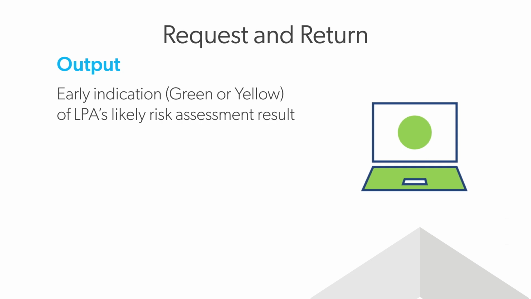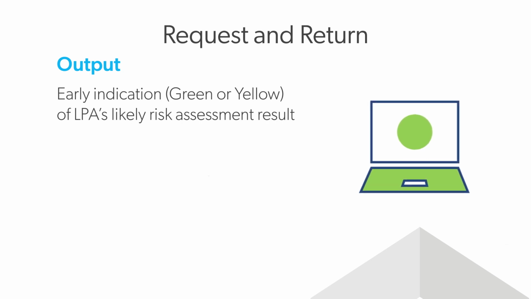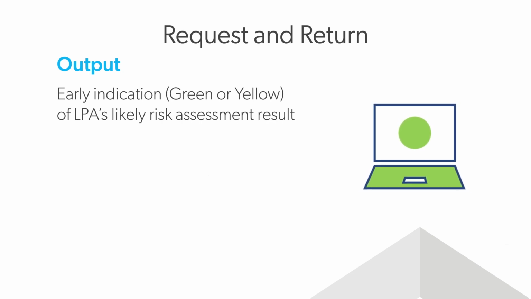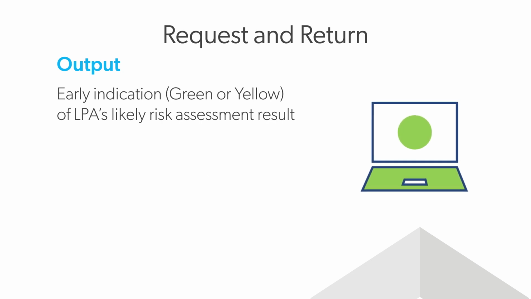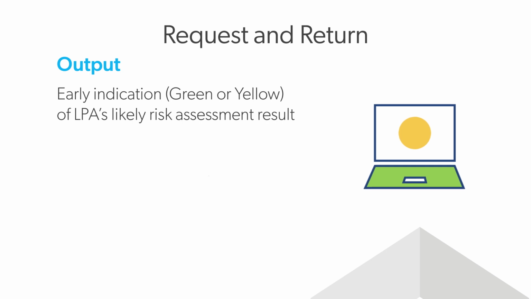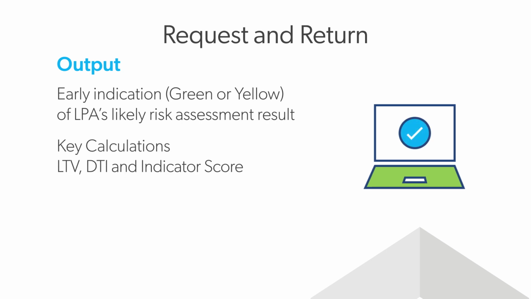Green typically indicates that if the data submitted to Risk Check does not change when the loan is submitted to LPA, an accept result should be expected. Yellow typically indicates more information may be needed to qualify. Traditional LTV and debt ratios are returned, along with the indicator score. Like LPA, Risk Check returns feedback messages that define top factors that impacted the assessment result.